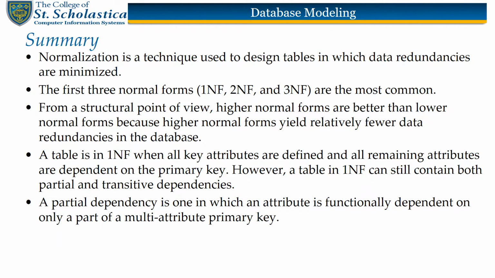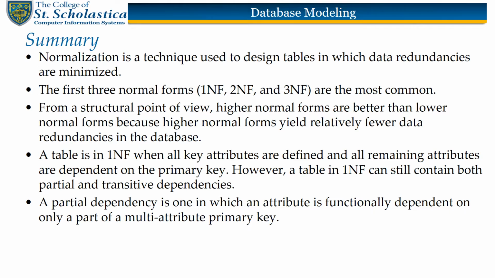In summary, normalization is a technique used to design tables in which data redundancies are minimized. The first 3 normal forms, 1NF, 2NF, and 3NF, are the most common. From a structural point of view, higher normal forms are better than lower normal forms because higher normal forms yield relatively fewer data redundancies in the database. Almost all business designs use 3NF as their ideal normal form. A special, more restricted 3NF, known as Boyce-Codd, defined all remaining attributes are dependent on the primary keys.